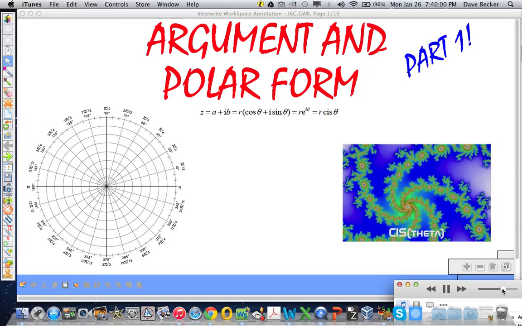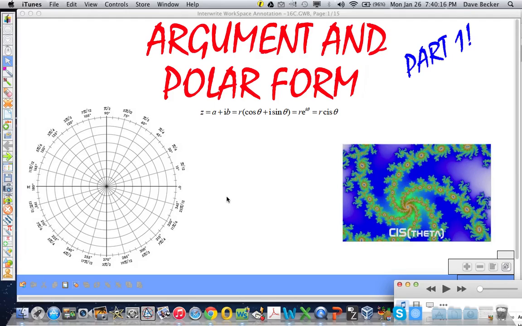I love that line because I think I sing it very well. That is Closer to Fine by the Indigo Girls. Awesome song, and we are getting closer and closer to fine as we explore complex numbers.